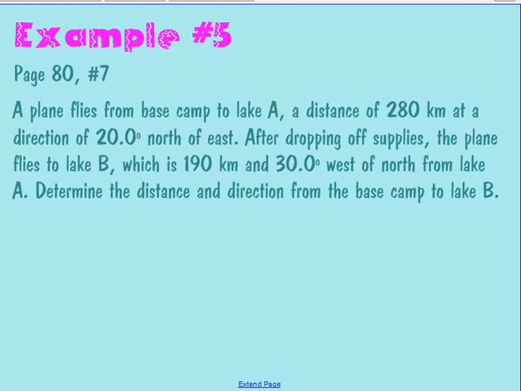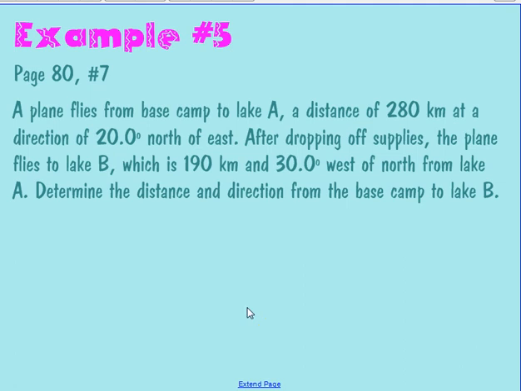Now that you've seen the 6 steps, let's look at exactly how to use them. Let's apply them to a problem. In this example, we're talking about a plane that's flying to 3 different locations. It goes from base camp to Lake A, and then Lake A to Lake B, and we're trying to find the distance and direction from the base camp to Lake B. We start off with the very first step, which is to draw a diagram.